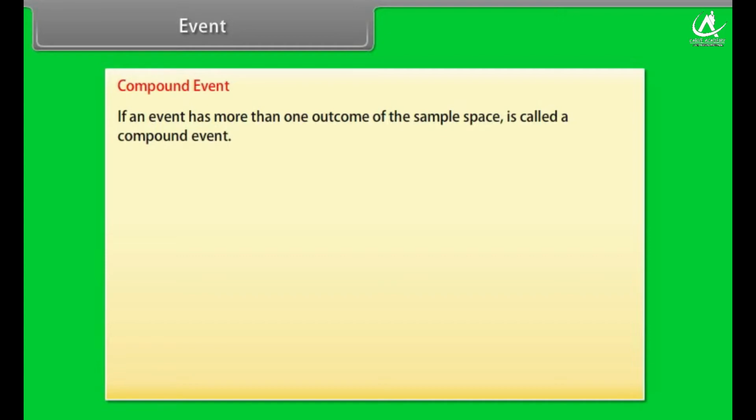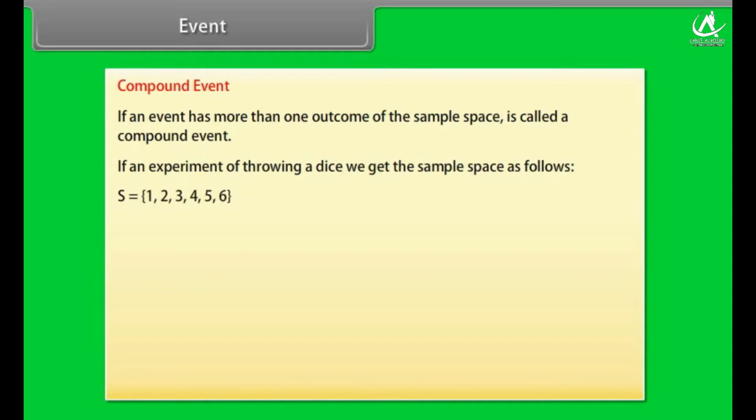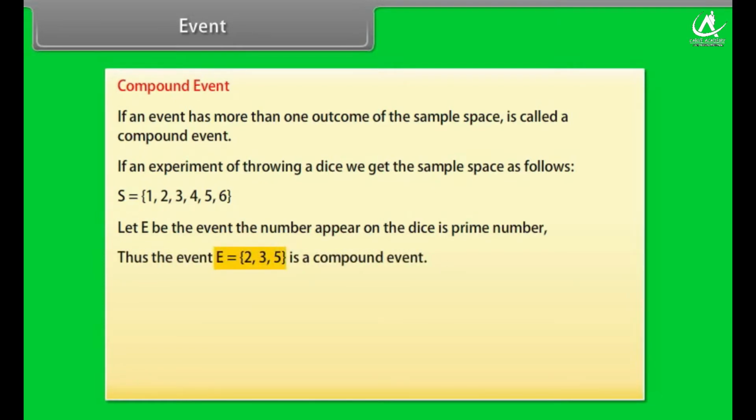Compound event. If an event has more than one outcome of the sample space, it is called a compound event. To understand it, let's take an example. In an experiment of throwing a dice, we get the sample space S = {1, 2, 3, 4, 5, 6}. Let E be the event the number that appears on the dice is a prime number. Thus the event E = {2, 3, 5}. It is a compound event.